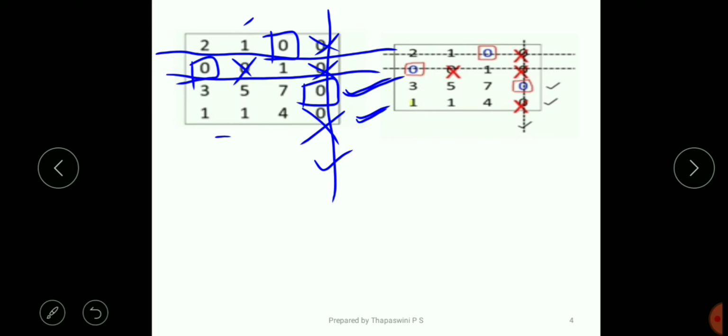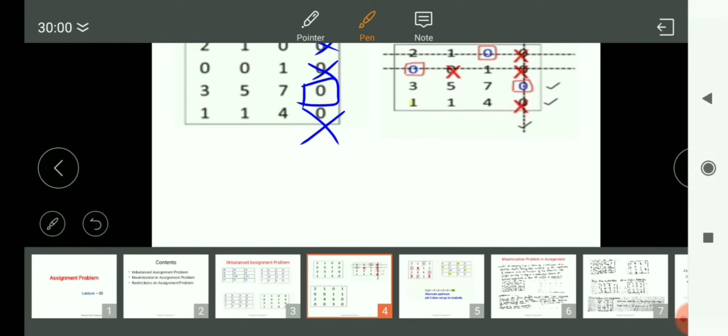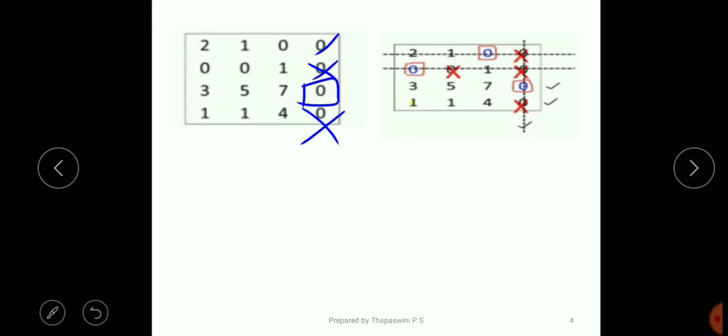This is what the matrix looks like. Now you have to see whether the total number of lines drawn to cover all the zeros of the matrix is equal to the order of the matrix. Here the total number of lines is 3, and the order of the matrix is 4, which is not equal. So we will reduce this matrix again.